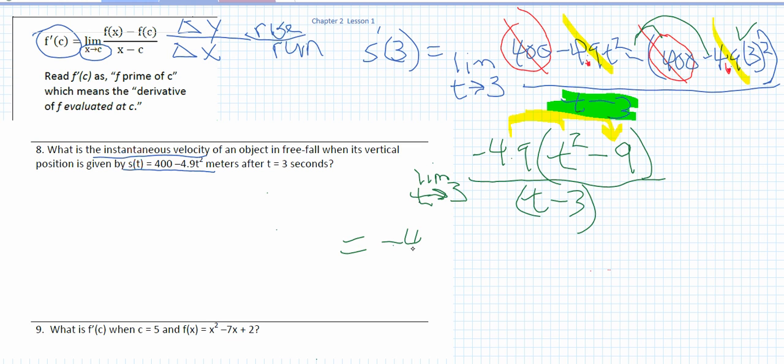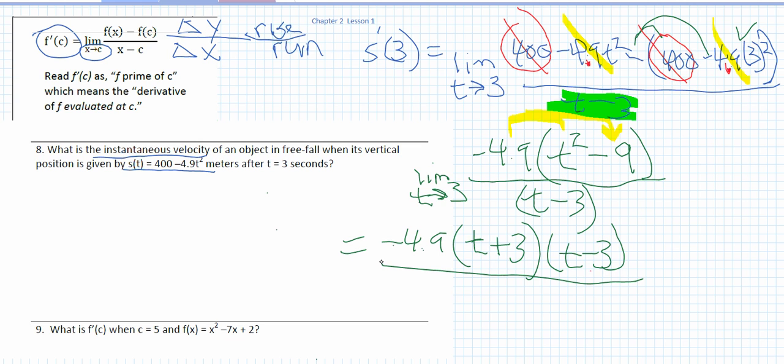You still have your negative 4.9 there, and we have our t plus 3, and we have a t minus 3. And you should be able to recognize that you got that in the denominator as well, so that of course can cancel out. So those two terms cancel each other out. All the while, this is still just a limit problem, just like last chapter.